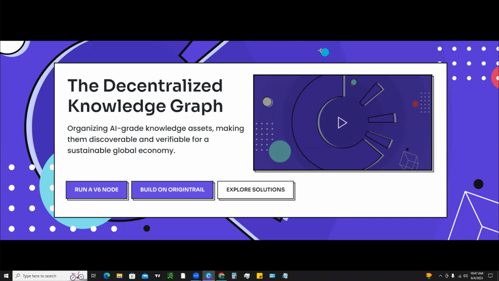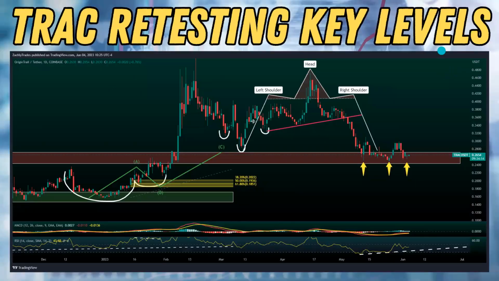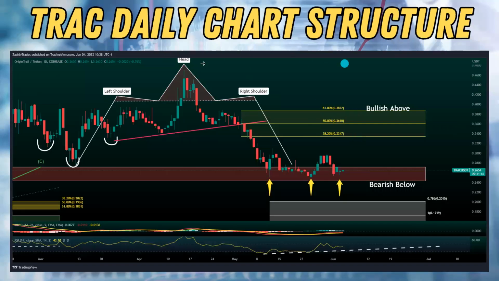We're going to take a look at Origin Trail today, the decentralized knowledge graph. We'll break things down on Origin Trail, looking at the daily time frame. We are retesting some key levels of prior supply zone, hopefully being turned into a new demand zone here. We'll really break that down. Then we'll zoom in on the daily chart and look at the overall structure we have.